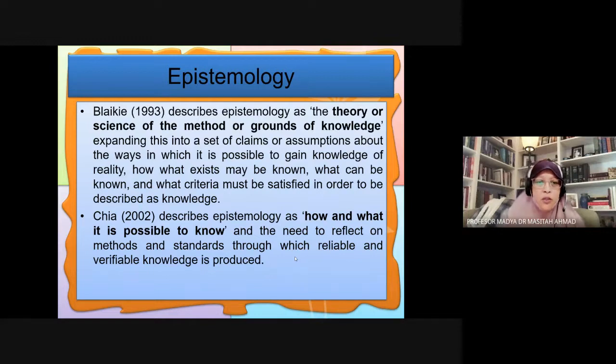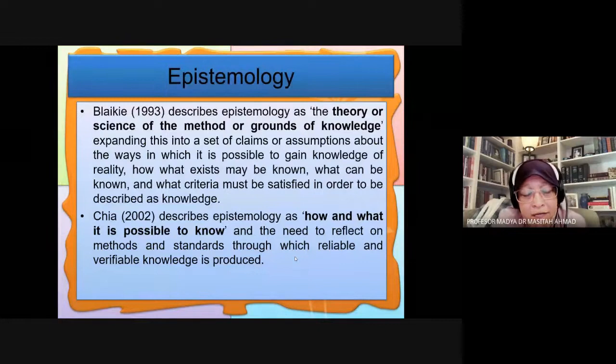So Chia 2002 described epistemology as how and what it is possible to know. So yeah, that's easier and simpler words. In summary, we can say epistemology is how and what is possible to know, because of the need to reflect on the method. If you don't have exactly the right method, and also the standard through which reliable and verifiable knowledge is produced, you won't get the right results in your research.